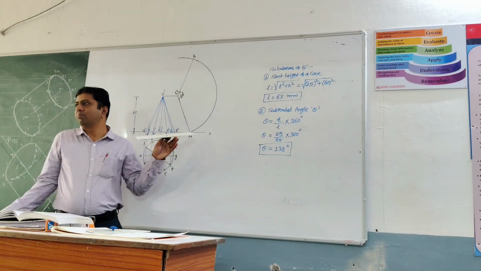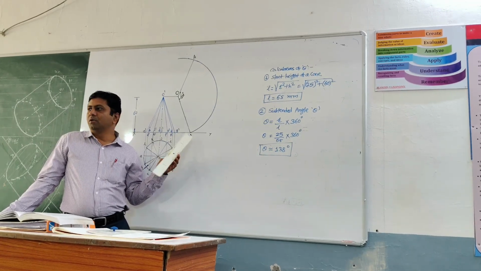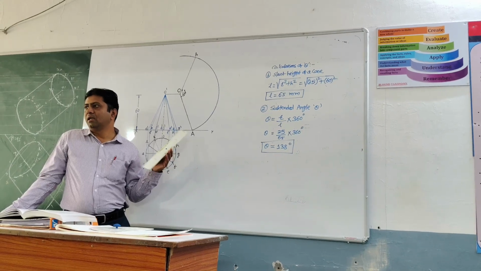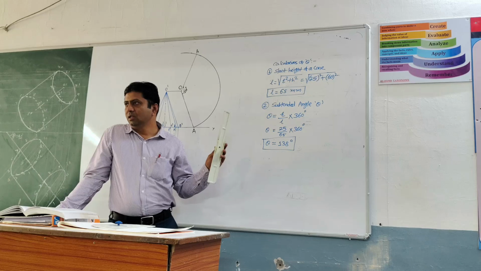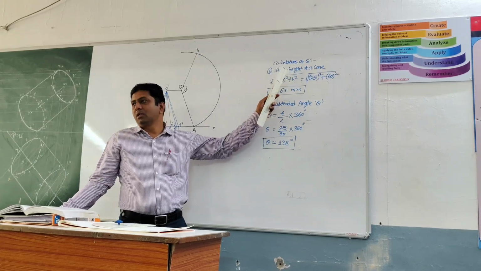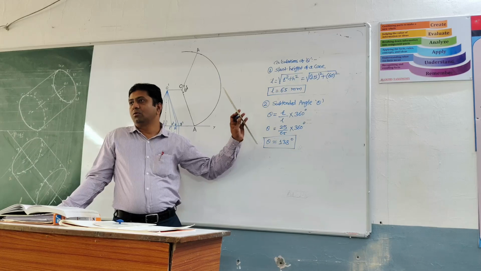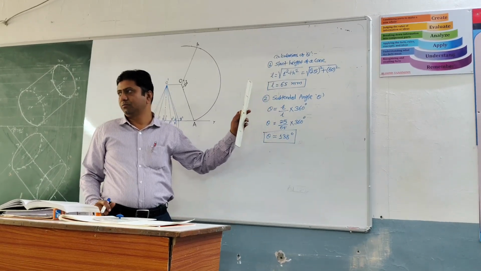Now we have to start the development of the cone. To draw the development of the cone, we have to use the radial line method. For that, there is a calculation: calculation of theta. Theta is nothing but the subtended angle. How to calculate theta? For that, first we have to calculate the slant height of the cone.